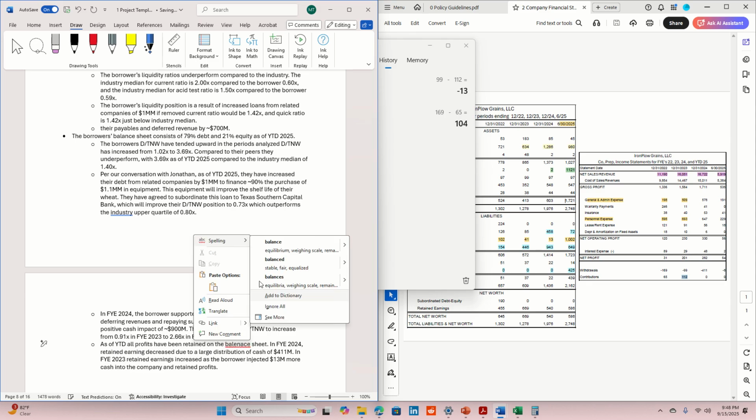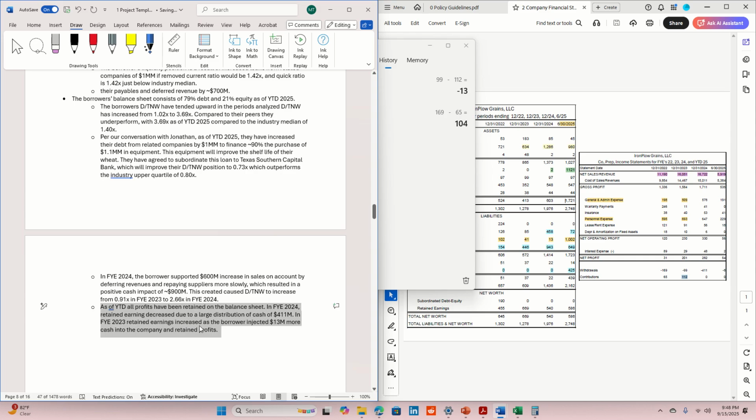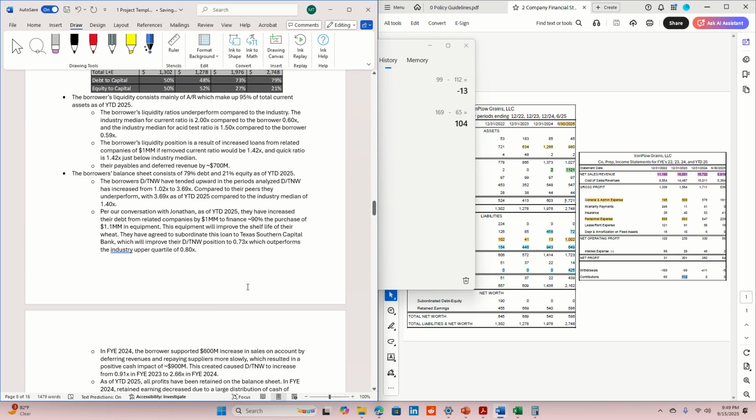Okay. So now we have a comment on the changes in retained earnings between year to date 2025, fiscal year end 2024, and fiscal year end 2023, right? I want you to write a statement on what happened to retained earnings in fiscal year end 2023, fiscal year end 2024, and year to date 2025. Do all three, okay? And make sure that you have all these comments ready.